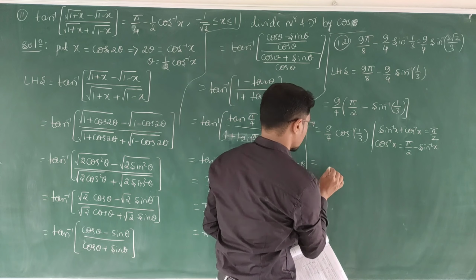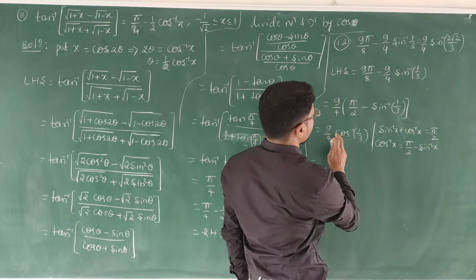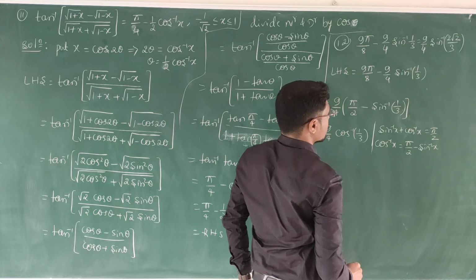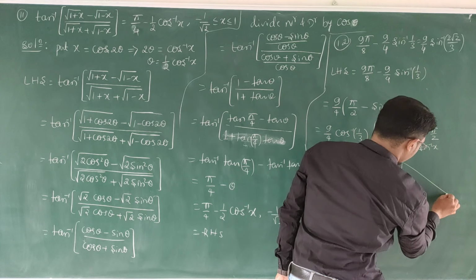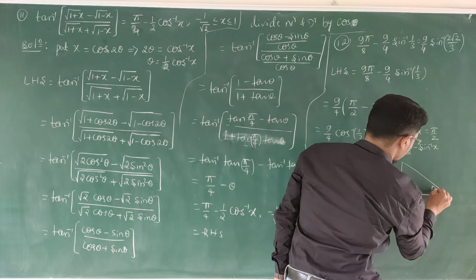So 9 by 4 is okay. We need sin inverse, so convert this cos to sin. Put in the right angle triangle, theta.